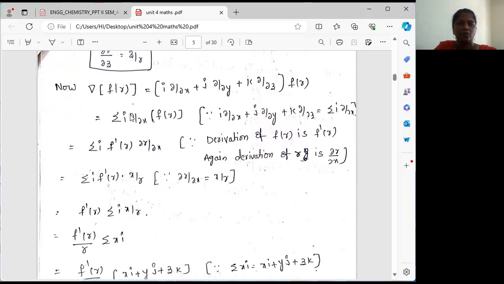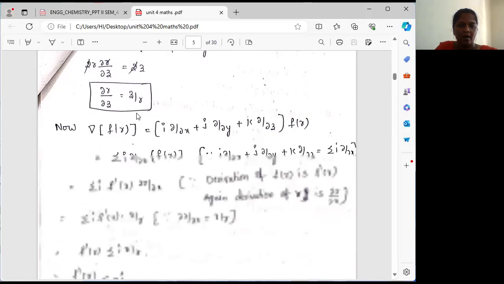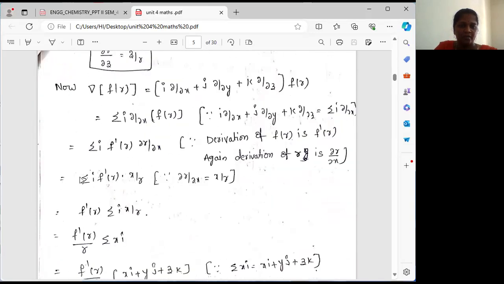So i ∂/∂x of f(r): the derivative of f(r) is f'(r), and again differentiate the inner function r, so ∂r/∂x. We know that ∂r/∂x equals x/r. Substitute this: summation of i f'(r) ∂r/∂x, which equals x/r.